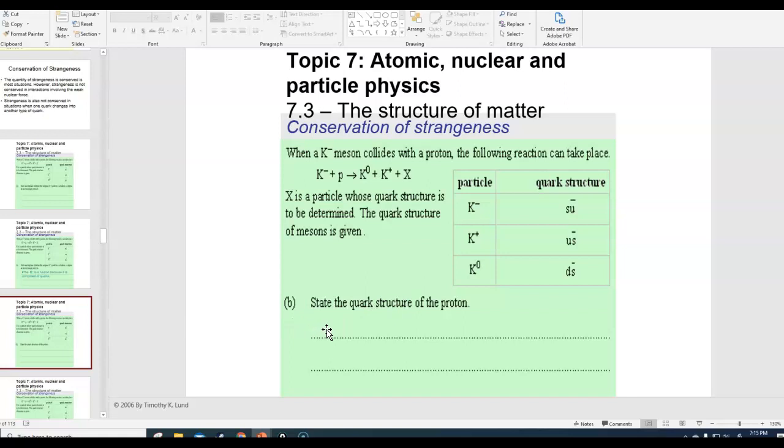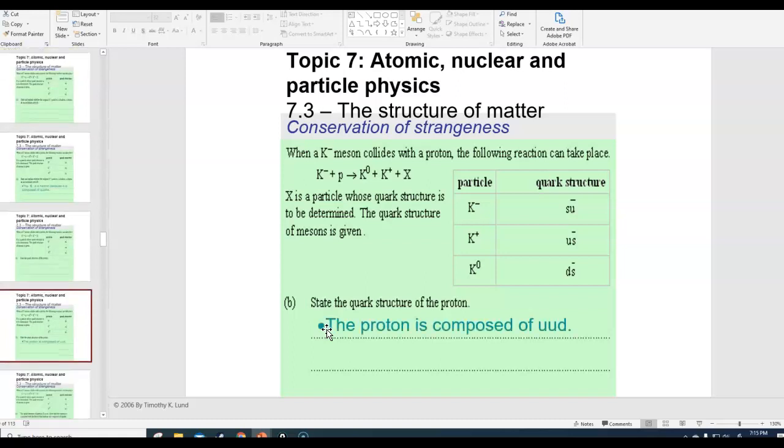Next question. Again, super easy question as long as you happen to know it, and that's just something you have to know. State the quark structure of the proton. The quark structure of a proton is up, up, down. You just need to know that. That's something you need to memorize. That should be automatic. The neutron is up, down, down. The order doesn't really matter.